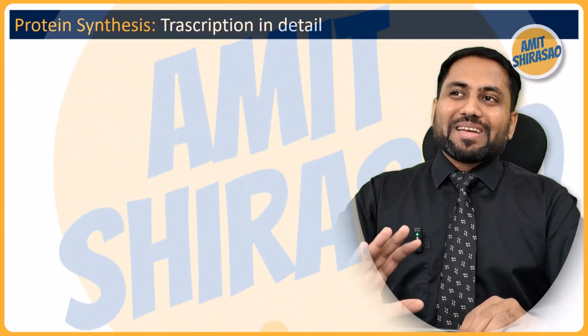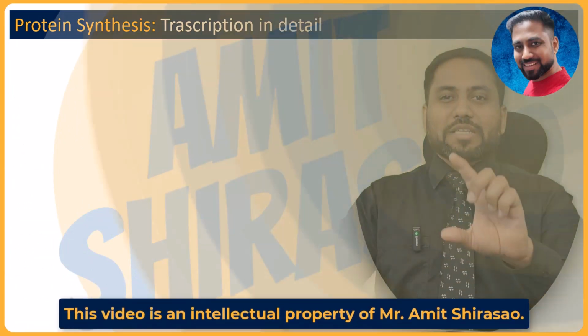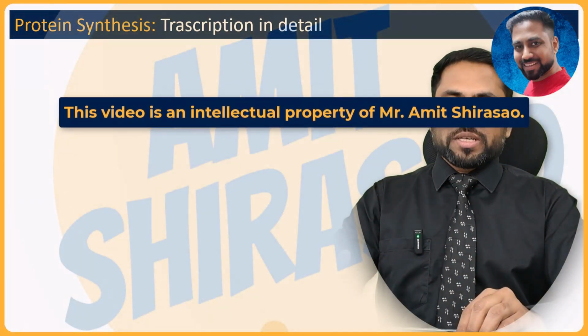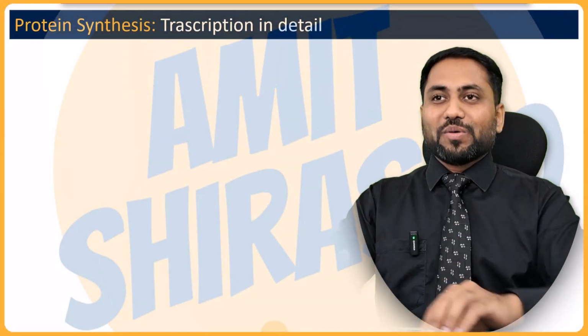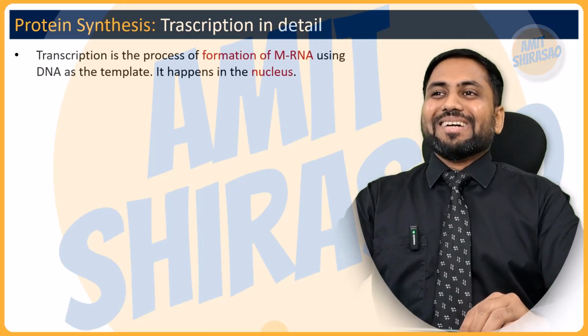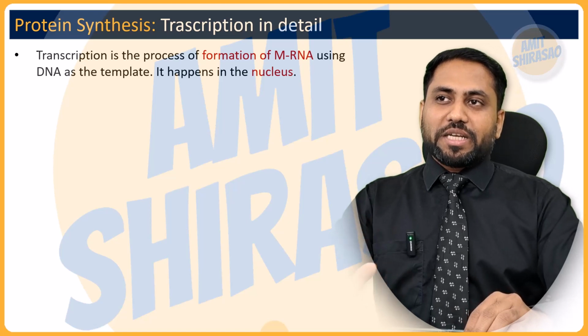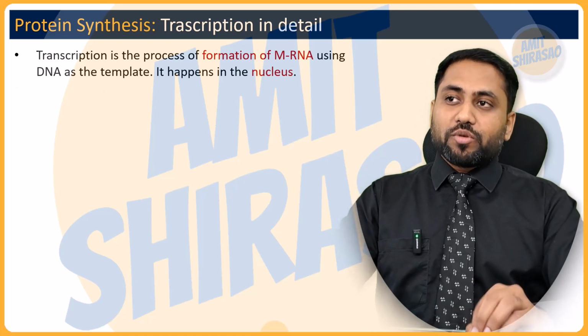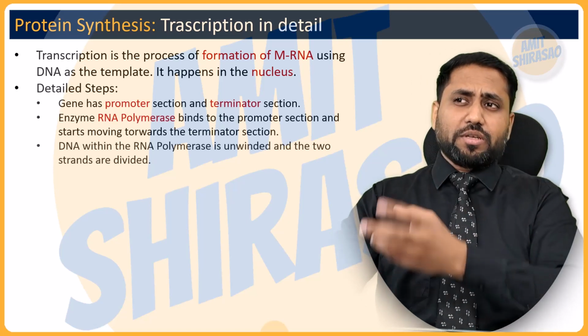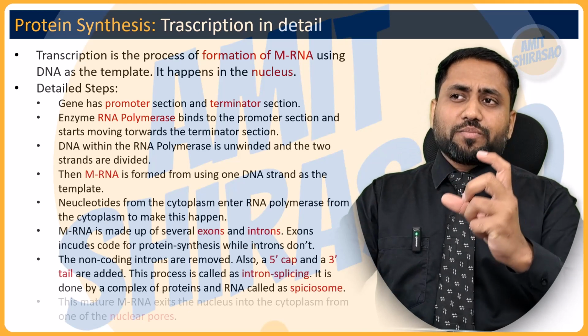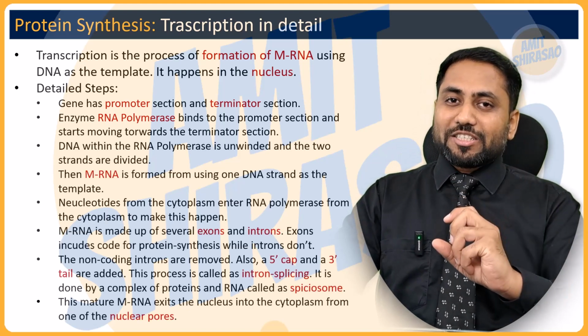Okay. Now, protein synthesis, transcription, is explained in further detail. Do you think this is detailed, or now we'll go in further detail? Transcription is the process of formation of mRNA using DNA as the template. It happens in the nucleus. Detailed steps: a gene has a promoter section and a terminator section.